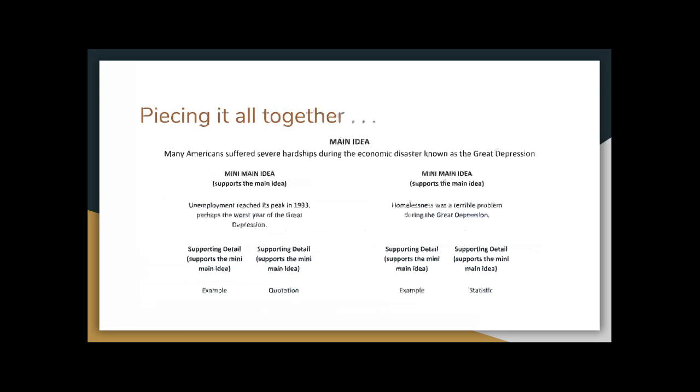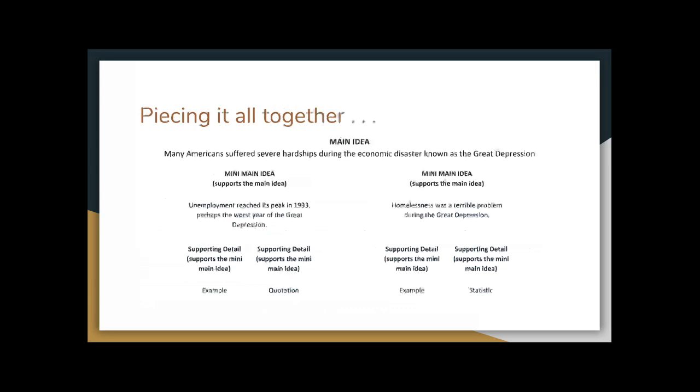So we see in paragraph 1 that unemployment reached its peak in 1933, perhaps the worst year of the Great Depression. So this is the main point the author is bringing out in this paragraph. Then we see two supporting details that support the mini main idea. We have a statistic and a quotation. So all of this information comes together to form one paragraph.